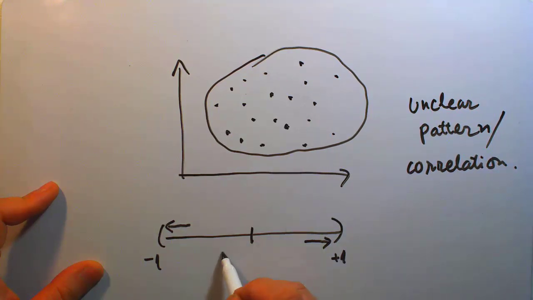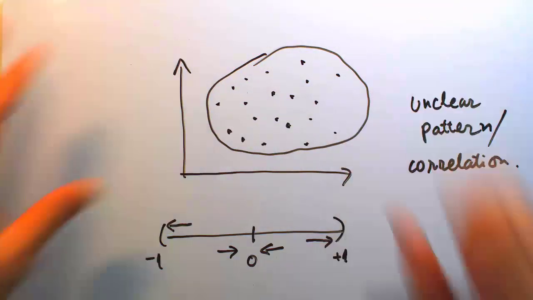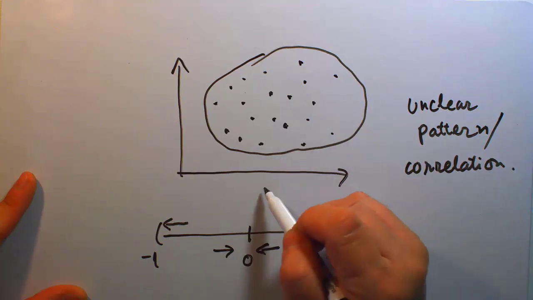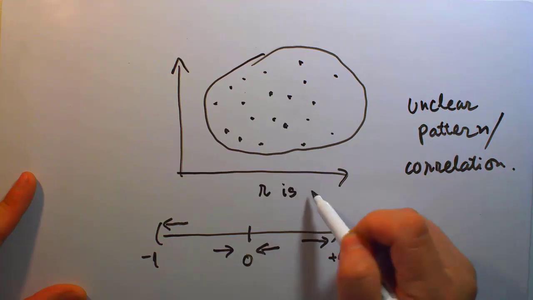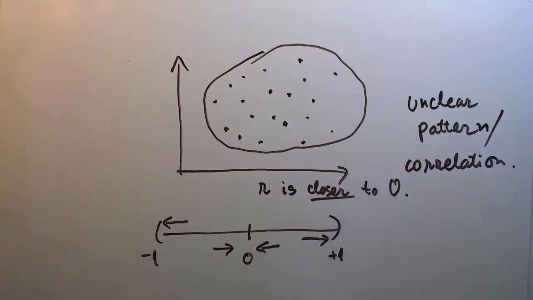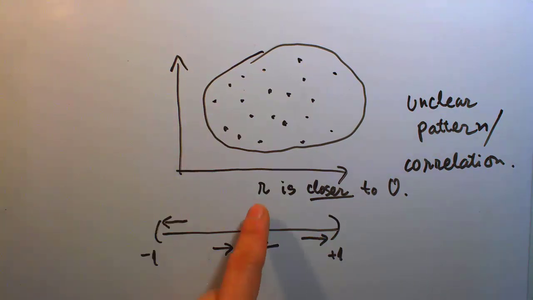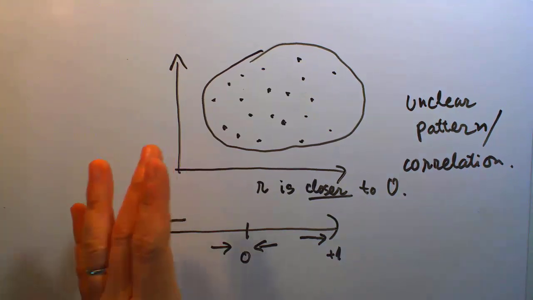But when your R gets closer to 0, 0 is exactly in the middle. The closer R is to 0, the more dispersed your scatter points are, and the more unclear the pattern. So in a situation like this, all we know is that R is closer to 0. I can't say precisely how close; that depends on a real calculation. But for something like this, I'm sure the correlation coefficient has to be closer to 0, because it's unclear. We're not sure where exactly it's going.